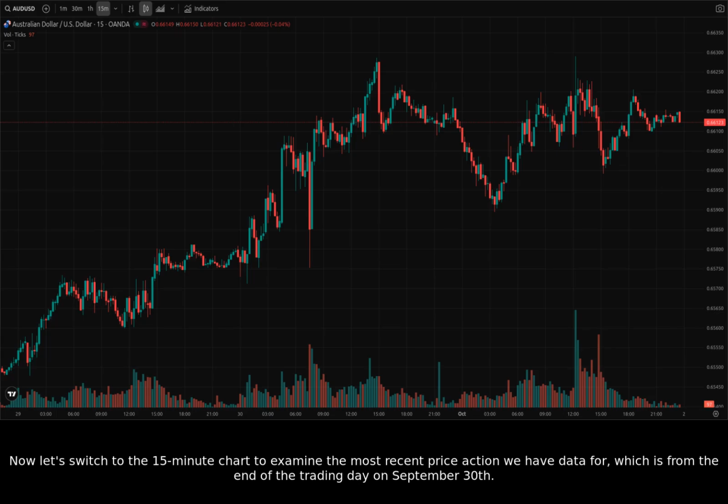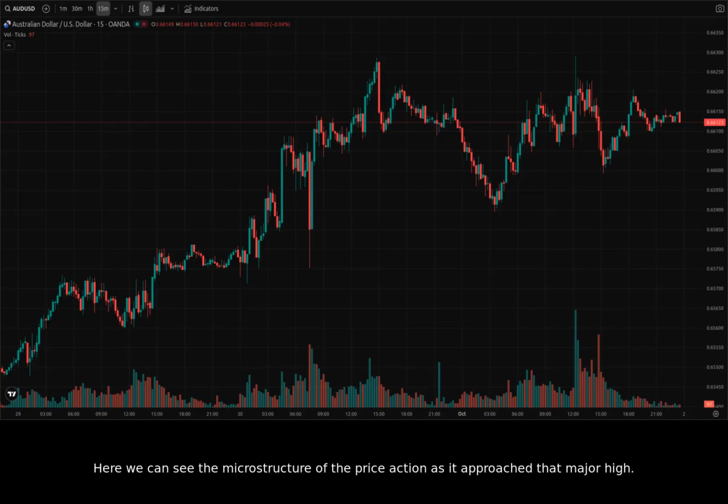Now let's switch to the 15-minute chart to examine the most recent price action we have data for, which is from the end of the trading day on September 30th. Here we can see the microstructure of the price action as it approached that major high. Throughout the day, the price was in a clear uptrend, grinding higher. We can observe a period of consolidation in the 0.6610 to 0.6615 range during the last few hours. This tight range shows indecision right at the end of the session, following a strong bullish day.